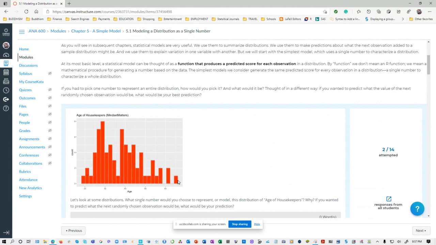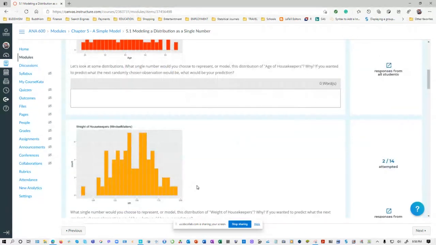Prediction means that with the aid of this model, you can predict what's going to happen. Let's say they're going to add another housekeeper. Without measuring anything, by looking at the shape of this distribution and with the aid of that single number, you can predict that the next housekeeper's age would be this much, and the next housekeeper's weight would be this much. They can predict that ahead of time. It's very important in the corporate and business world, and very useful for future plans and predictions.